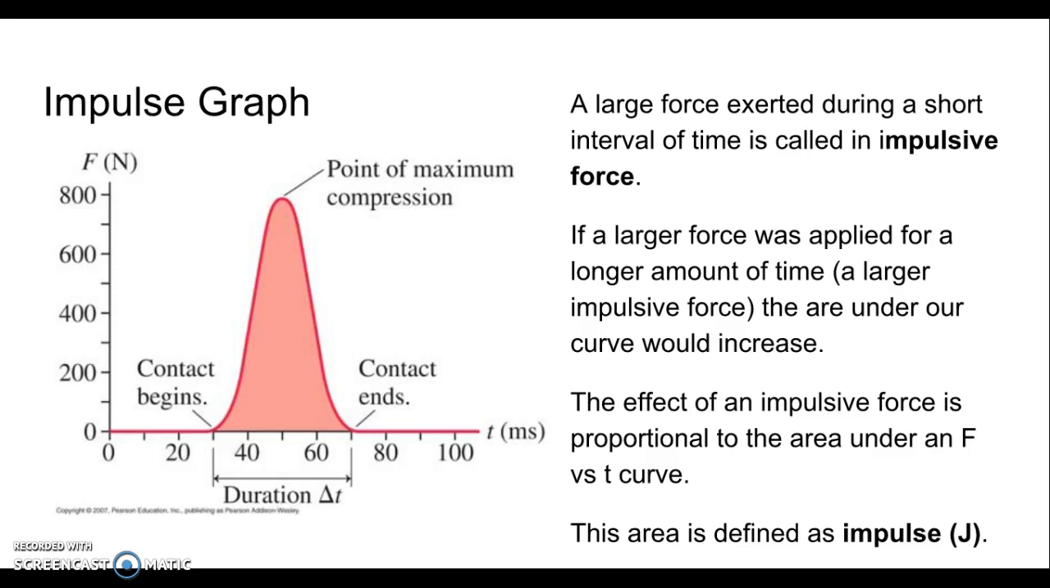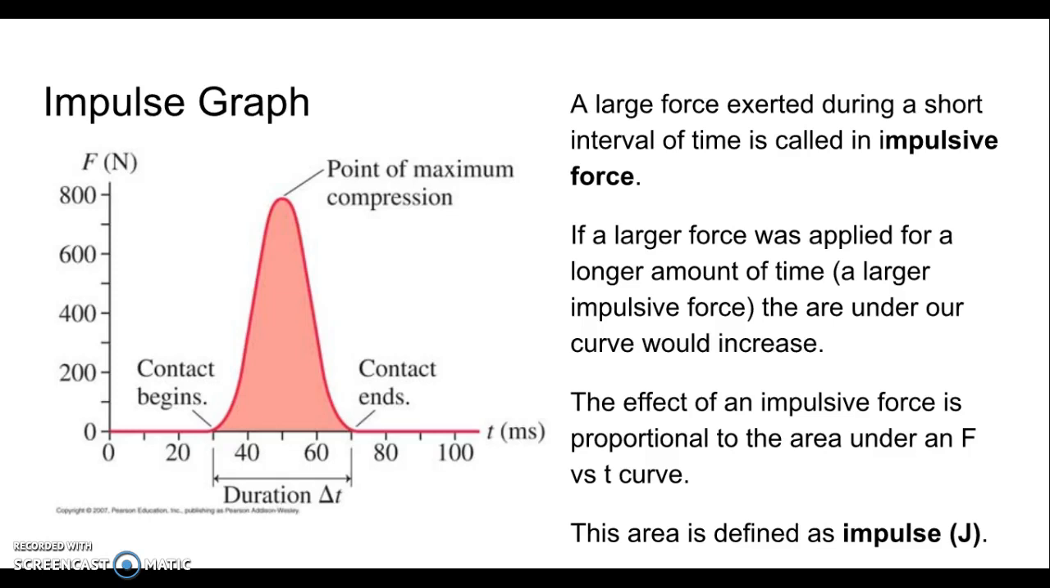So we have a name for the force exerted on an object for a certain amount of time. We call that impulse. Specifically, it's the area of a force versus time graph. Generally, with impulse we're dealing with short amounts of time. So if we have a large force applied for a longer amount of time, we're going to have a larger impulse. Okay?